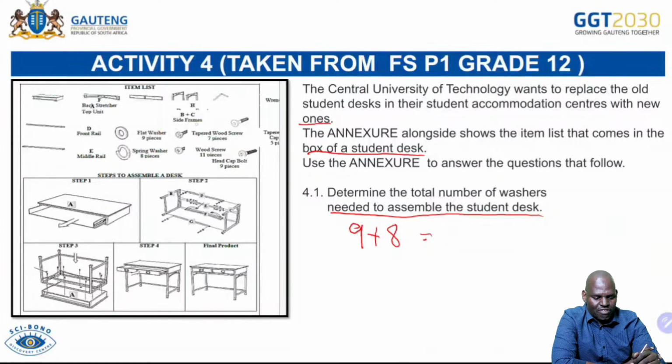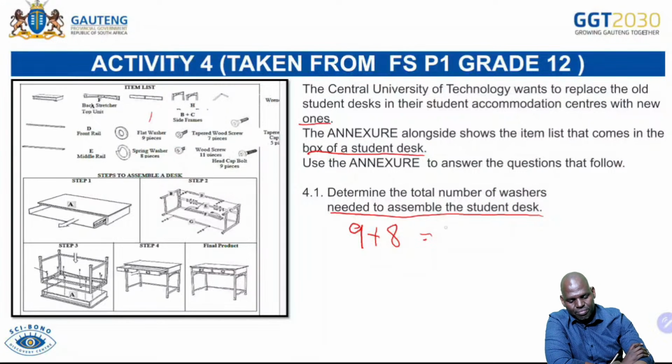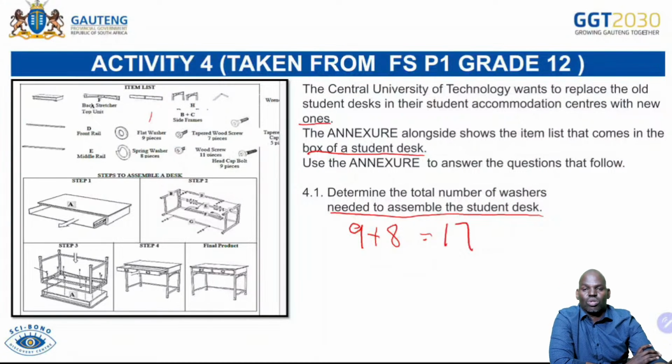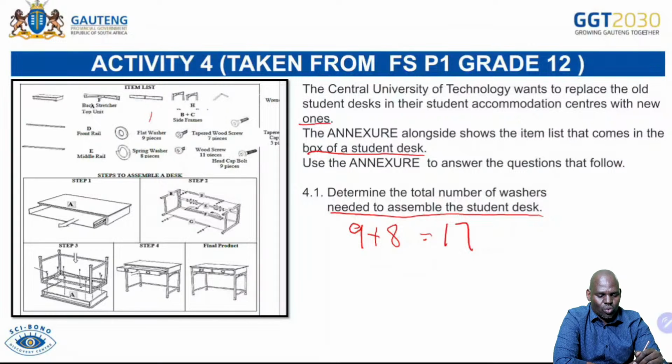Okay, there we've got side frames. We've got tapered wood screw, 7 pieces. Wood screw, 11 pieces. Head cap bolt, 9 pieces. And then the others which are not clear there, but we assume that these are the only ones. So these are the only washers: 9 plus 8, which is the flat washers plus the spring washers. There are 17 of them in total.